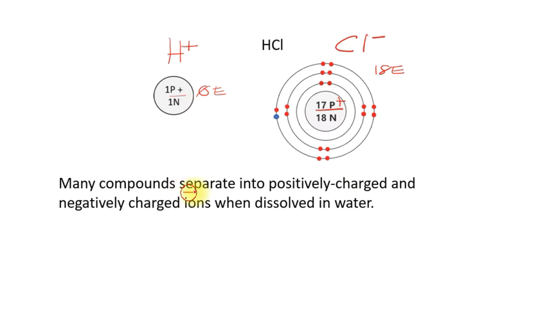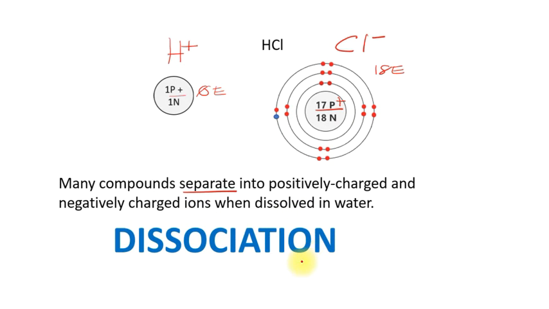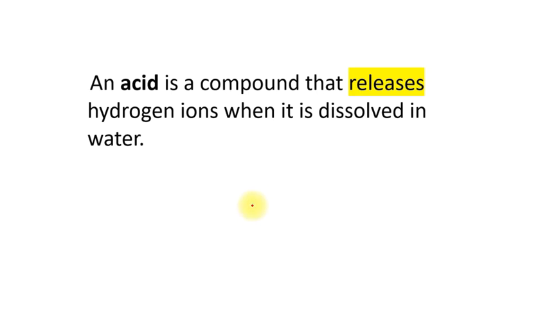This separation is called dissociation. So that word is in your book. If you think about dis, that helps me to remember that I'm not associating anymore. So they are breaking apart, they are separating, but hydrogen is not taking its electron with it. Okay, so an acid is a compound that releases hydrogen ions when dissolved in water.